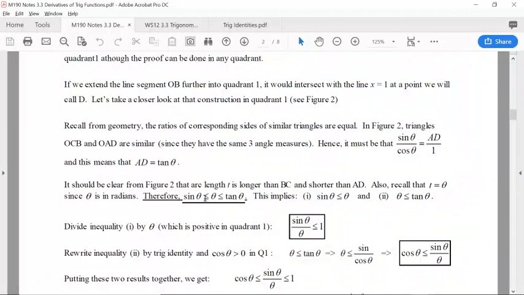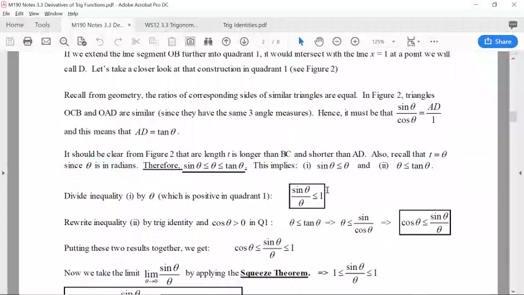The sine of theta is less than or equal to theta, and theta is less than or equal to the tangent of theta. Now, if we divide the first inequality by theta, which we can do because we are in quadrant 1, so theta is positive, dividing both sides of the inequality by a positive quantity preserves the direction of the inequality. So that gives us the sine of theta over theta is less than or equal to 1.